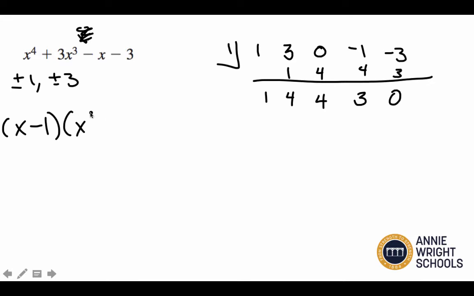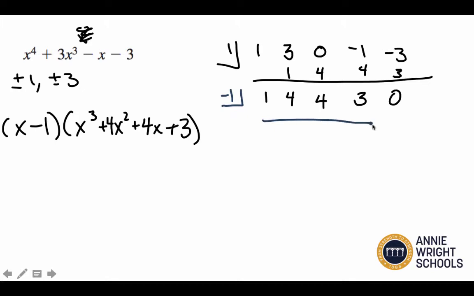But now I have this, x to the third plus 4x squared plus 4x plus 3. I've got to keep trying to factor this. So instead of starting over at the beginning looking for another factor, I'm going to continue my synthetic division here. I really hope negative 1 works, but let's see.